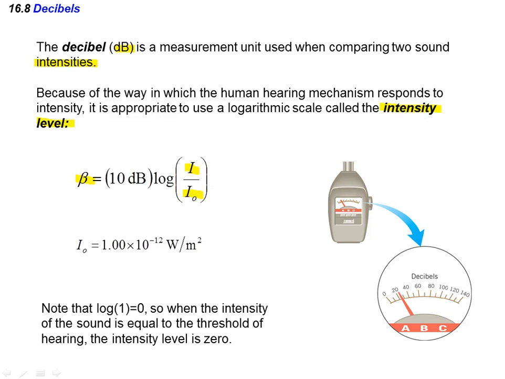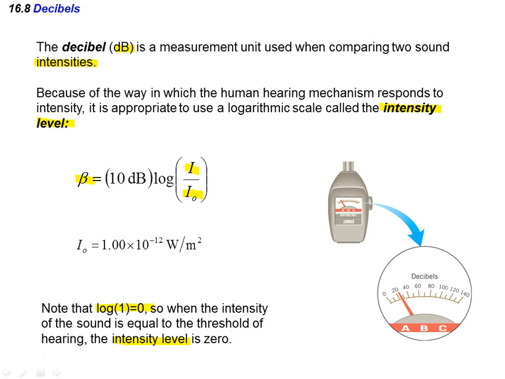Note that the log of 1 is equal to 0. So when the intensity of sound is equal to the threshold of hearing, the intensity level is 0. So right here, this shows that the intensity level and intensity of sound are two different things. We have a sound intensity of 1 times 10 to the negative 12th watts per square meter. That's the sound intensity, or the intensity of sound.